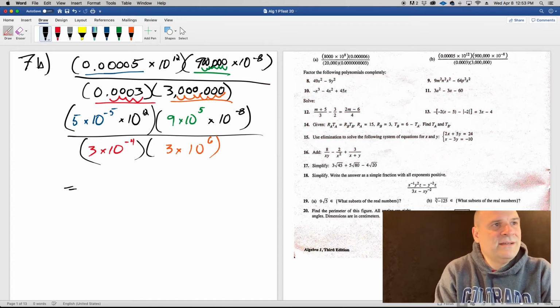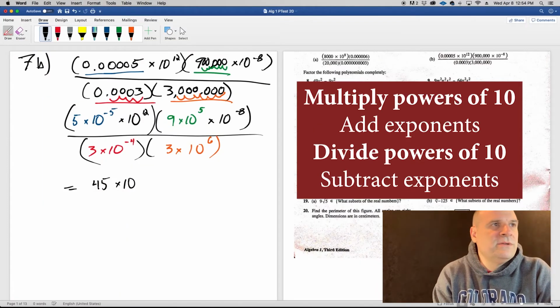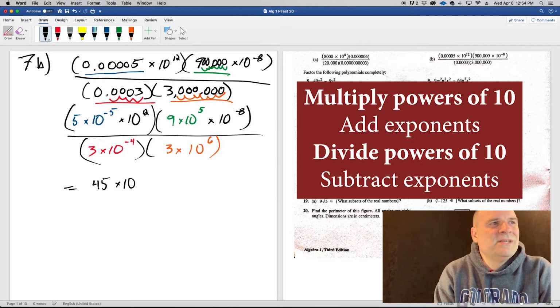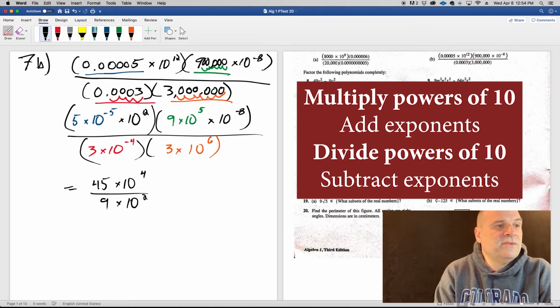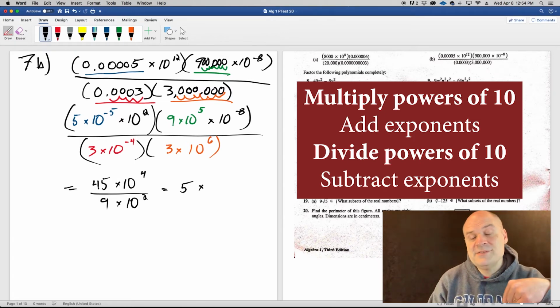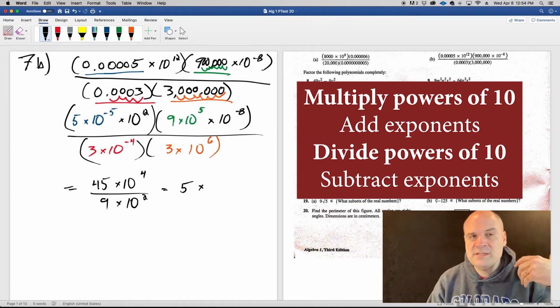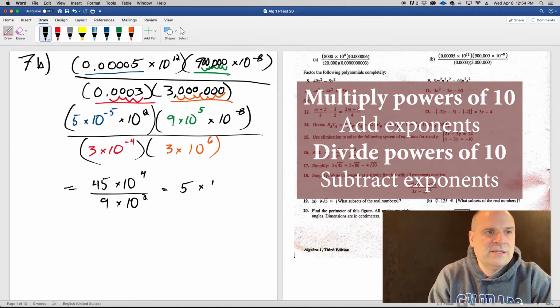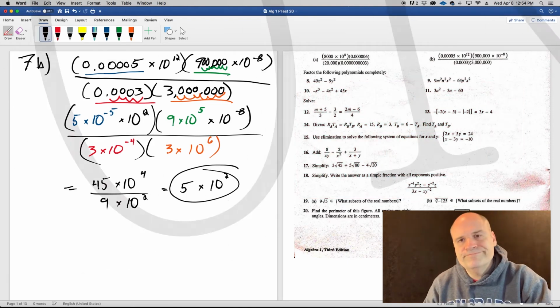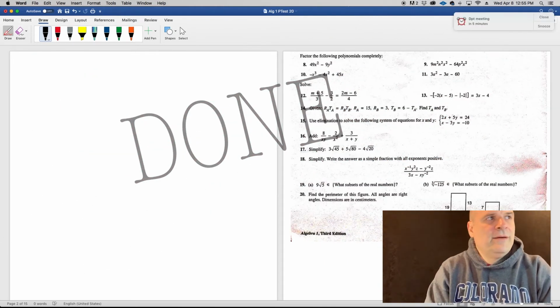5 times 9 is 45. And then our powers of 10, we're just going to add all these exponents together. Let's see, we have a positive 17 and a negative 13, so that's just 10 to the 4th. All divided by 3 times 3 is 9, and 10 to the negative 4th times 10 to the 6th is 10 to the positive 2. Now we're going to divide. 45 divided by 9 is 5, and 10 to the 4 minus 2. I don't think we have to chicken scratch this because these are two positive numbers we're subtracting. 4 minus 2 is 2. Boom. Done and done.